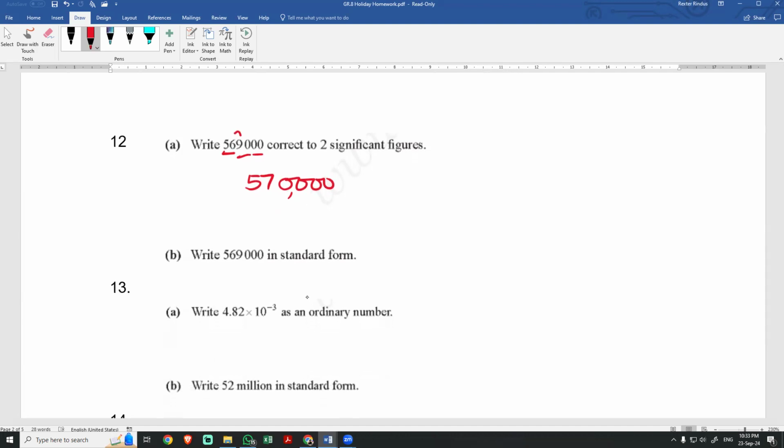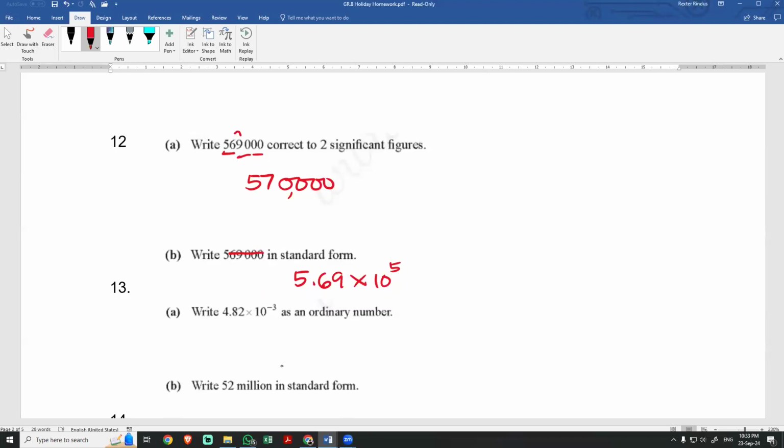Now here, the question is making it into standard form. So again, standard form is just making a single value. It's going to be 3, 4, 5. So that means 5.69 x 10 to the power of 5. So that will be your standard form on that particular thing. It's just positive because it's from right to left.